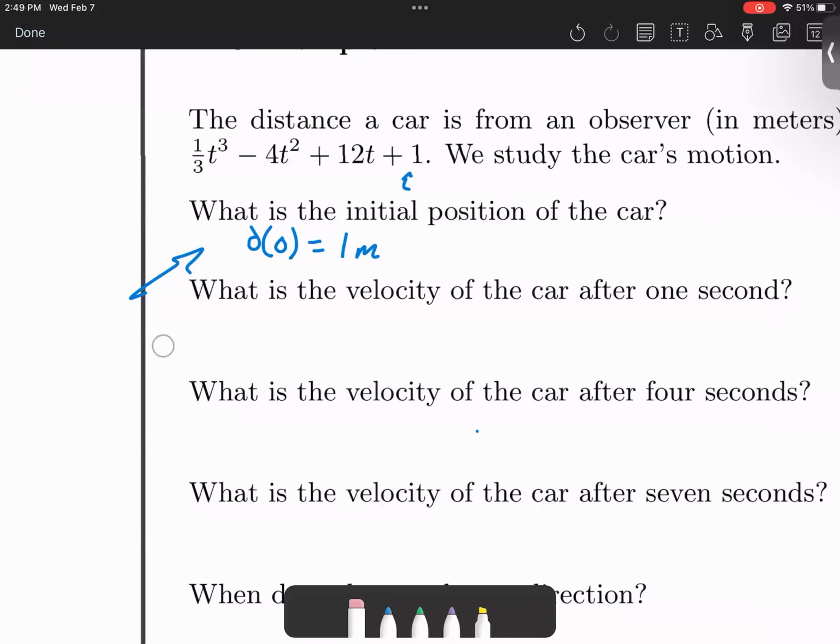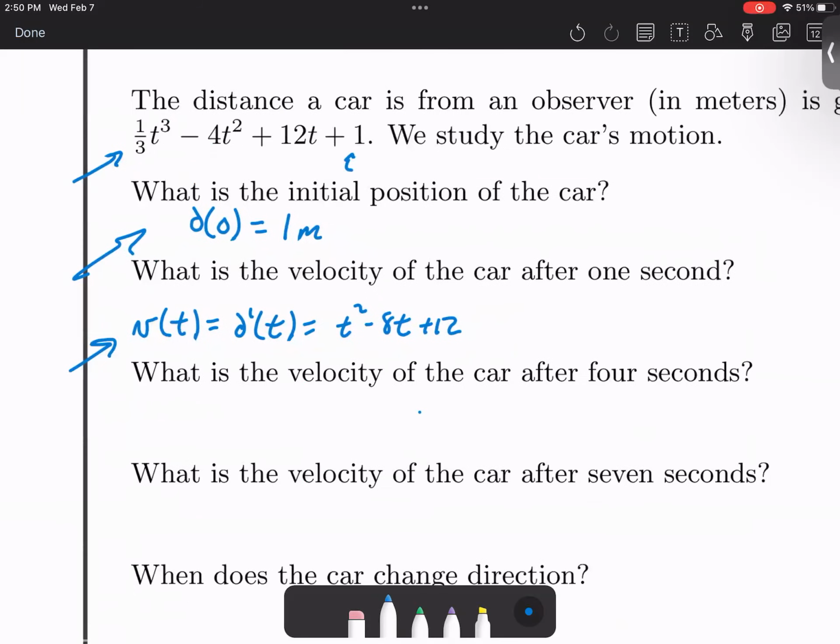The second question is where the calculus comes in. What is the velocity of the car after 1 second? So we should find the velocity equation, the derivative of the distance function, and then we should evaluate that function at time equal to 1. By differentiating this distance function, we get t squared minus 8t plus 12. And by evaluating the velocity function at time equal to 1, we get 5 meters per second.